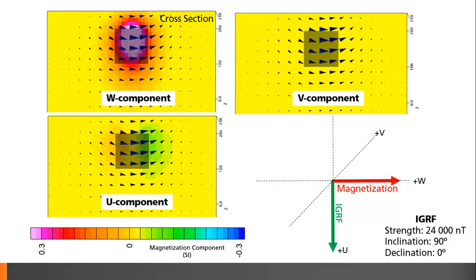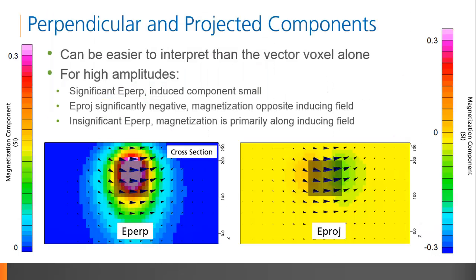It can be inferred then that the fundamental assumption in conventional susceptibility modeling is flawed, and therefore MVI is the better choice for this particular example. The perpendicular and projected components of the magnetization vector are shown here as another way of representing the magnetization vector. Within the prism, the magnetization is mainly perpendicular to the inducing field, as it was in the true model.